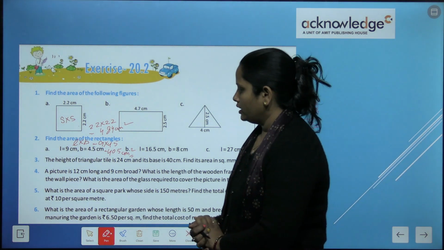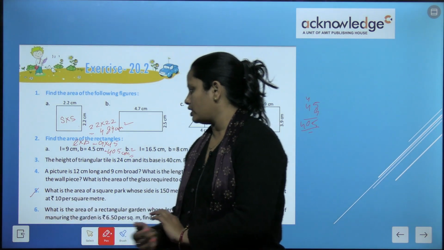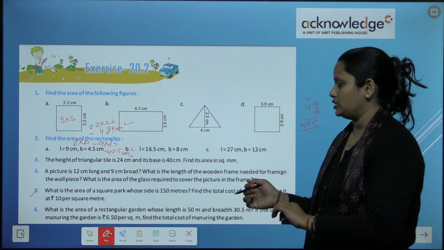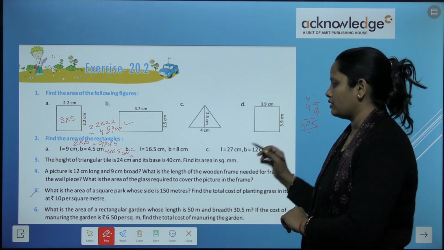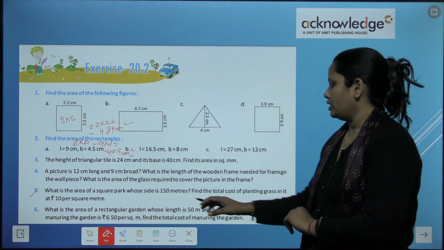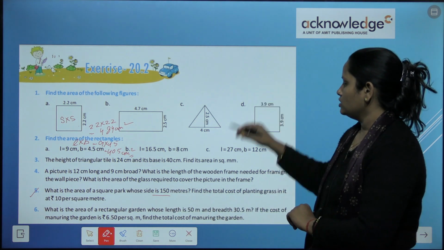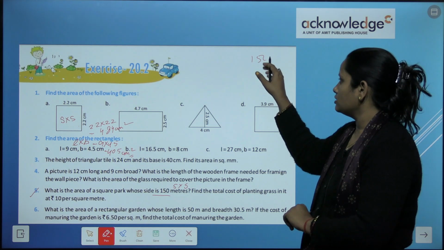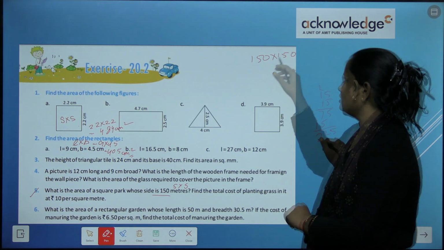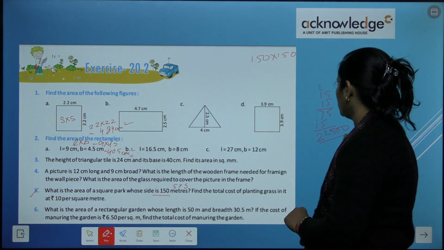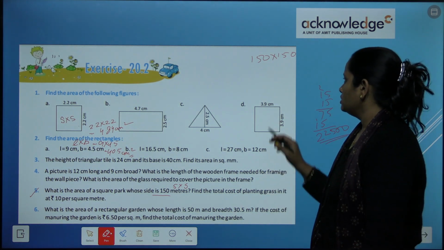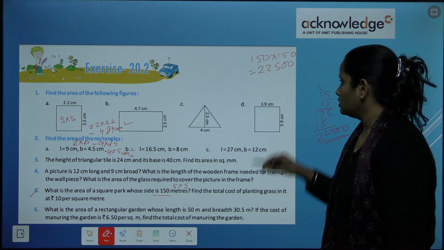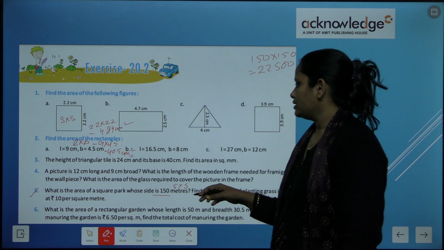Now let's move on to this question number 5. What is the area of a square park whose side is 150 मीटर. एक स्क्वायर पार्क है उसका एरिया भी आपको फाइंड आउट करना है. सो इट्स साइड इज 150 मीटर. सो हियर द एरिया विल बी साइड मल्टीप्लाई साइड. सो 150 मल्टीप्लाई 150. So this is the answer, 22500 मीटर square.